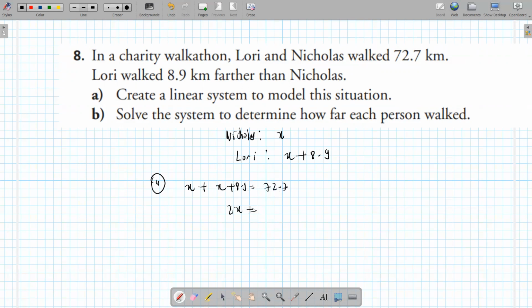2x equals 72.7 minus 8.9, which is 63.8, and x is going to be 63.8 divided by 2, which is 31.9. Plug this back in here to find Lori's distance. 31.9 plus 8.9 is 40.8. And that's how you do that question. Super simple because you only have one variable to deal with.